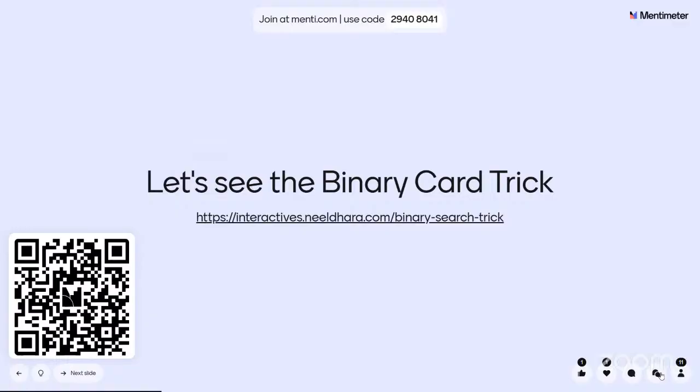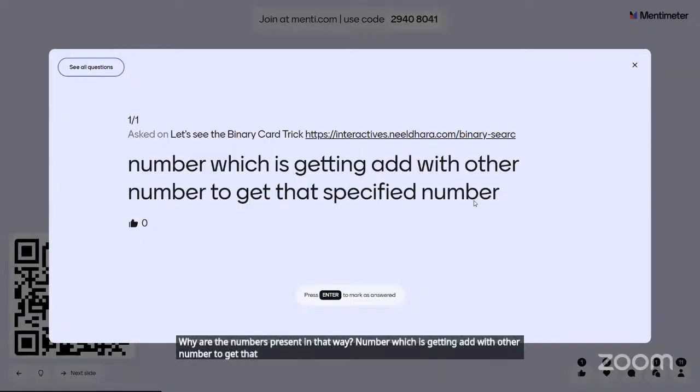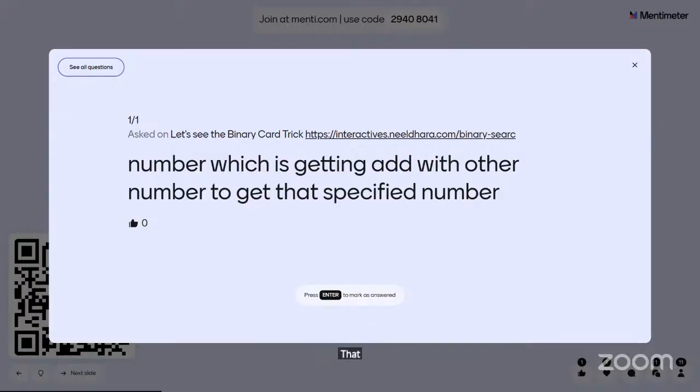Why are the numbers presented in that way? The number which is getting added with another number to get that specified number. Yes, you are right. That's how we are getting our solution. The topmost left number is the number which we are adding in. Okay.